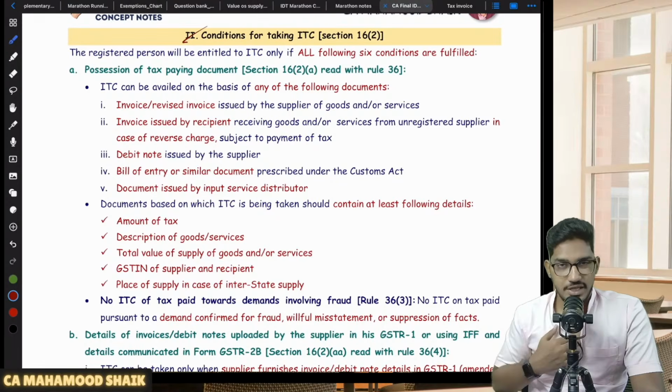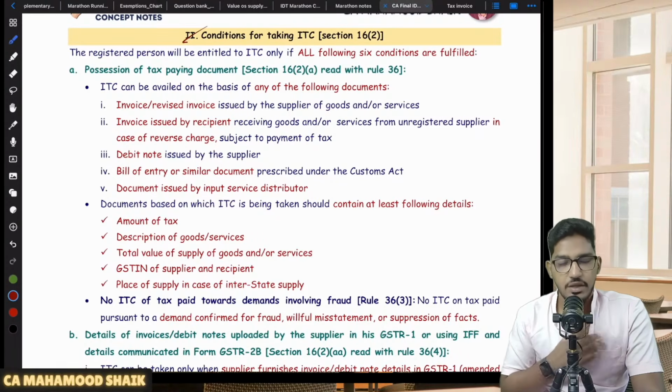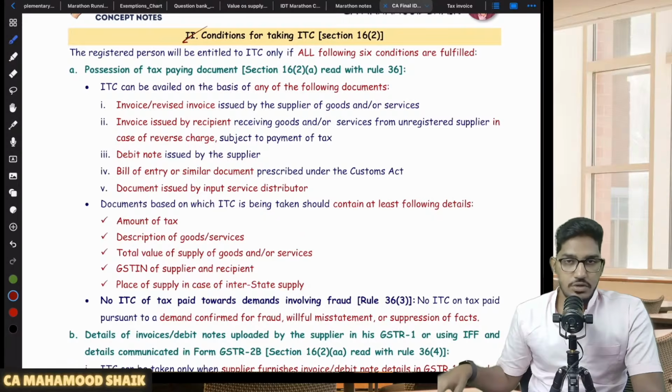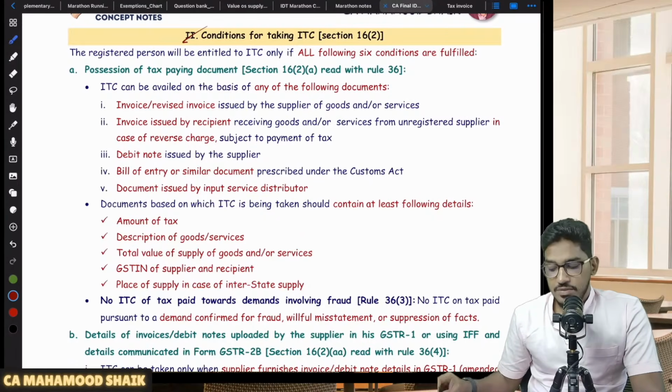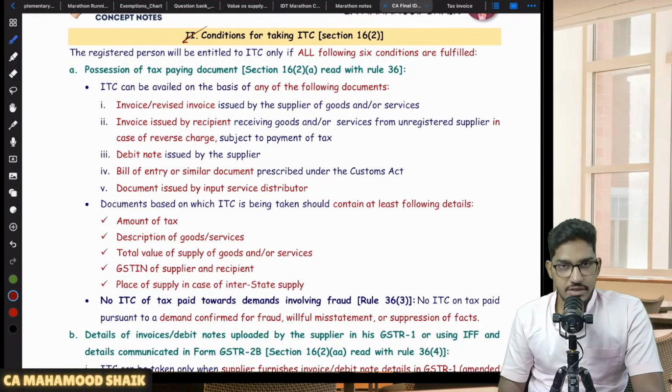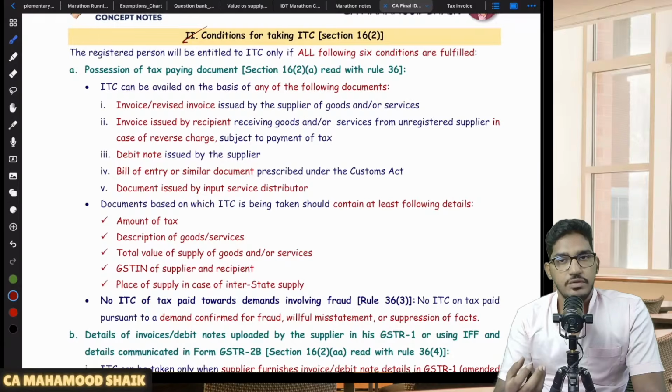Next, thereafter, conditions. 16 subsection 1 was talking about eligibility. Now we will talk about conditions. Some circulars are there, we'll come to that later. 16 subsection 2 talks about conditions. What are the conditions which are required to be fulfilled for availing input tax credit? There are multiple conditions which you are required to fulfill. It's not just that the moment you are a registered person, the moment you are buying goods or services which you are using, or have an intention to use for your business purposes, that alone will not be enough. In order to claim that input tax credit, you need to fulfill some conditions.